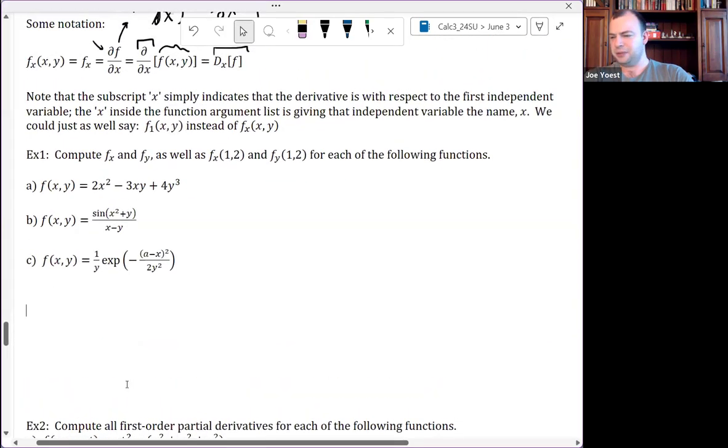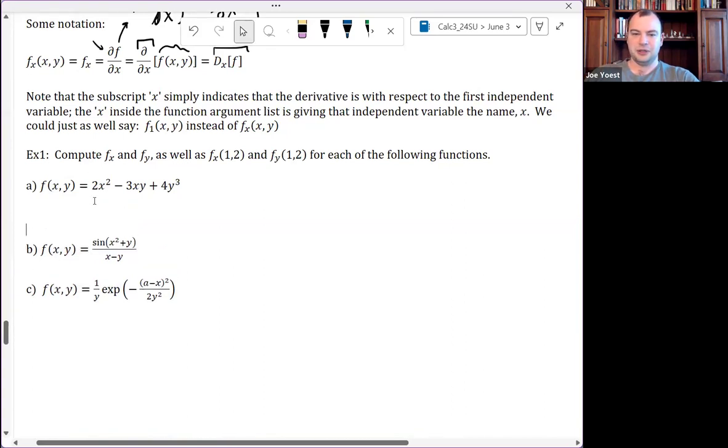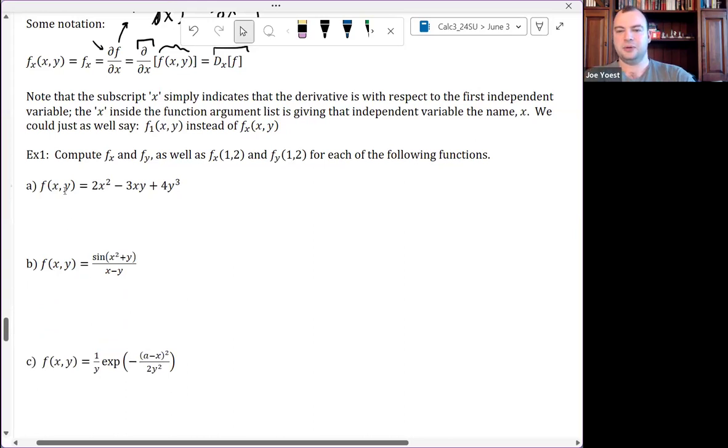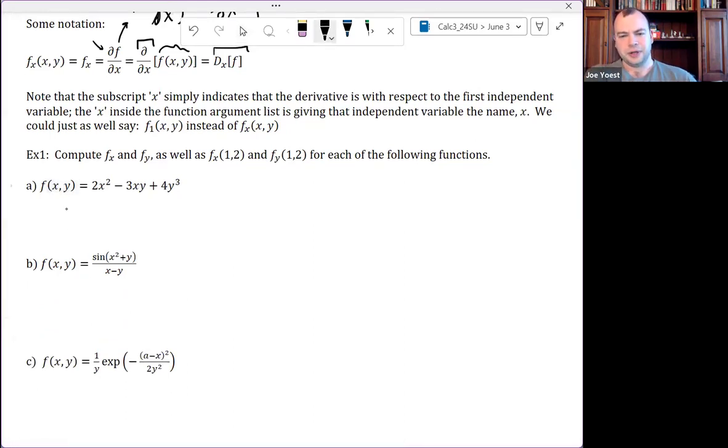But for our example here, which will probably take us to the end of class, we will compute the partial derivatives with respect to x and y for each of these three functions. And then if we have time, we'll evaluate them at the coordinate (1, 2). So here I have a function f of (x, y) that is just this polynomial function, 2x squared minus 3xy plus 4y cubed.